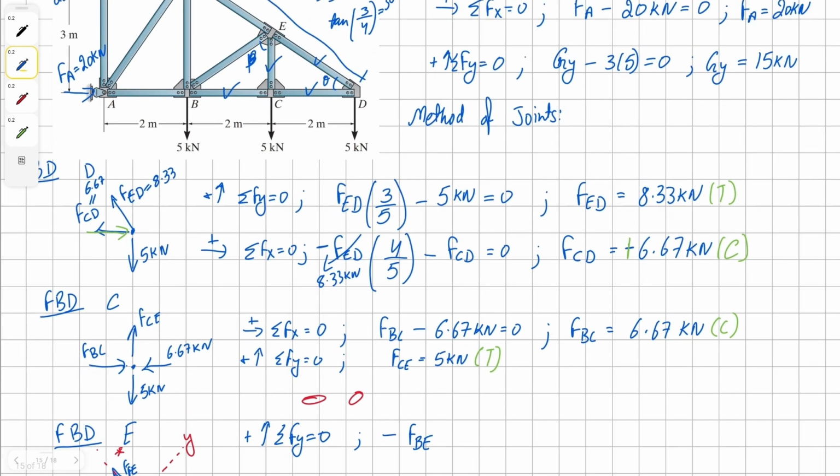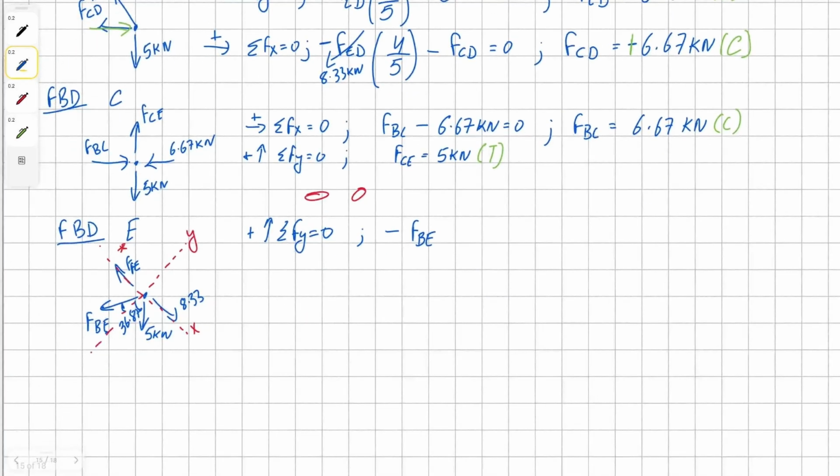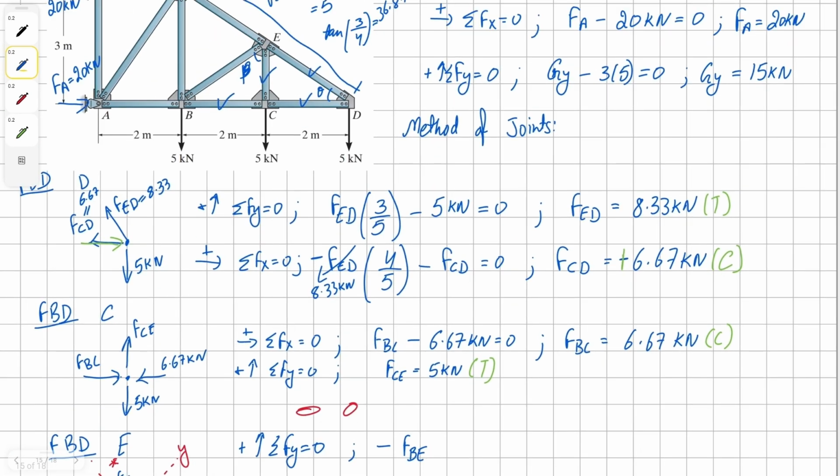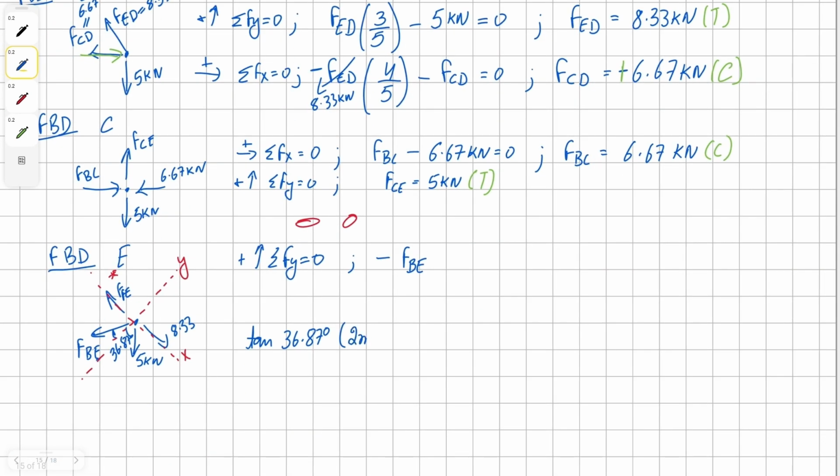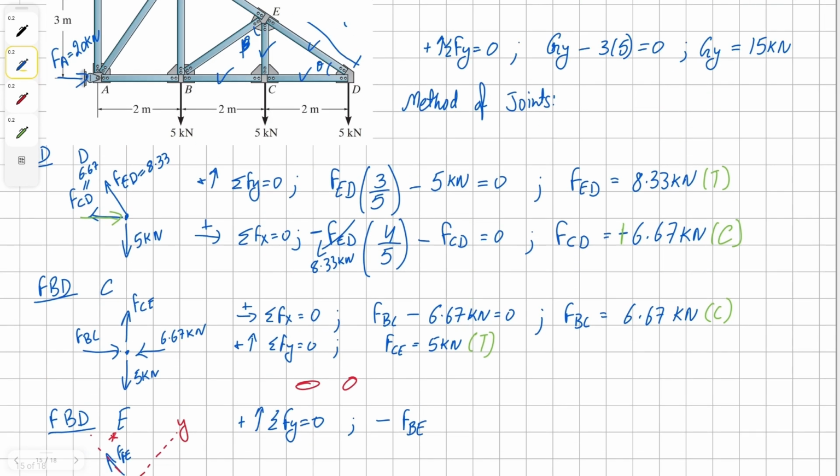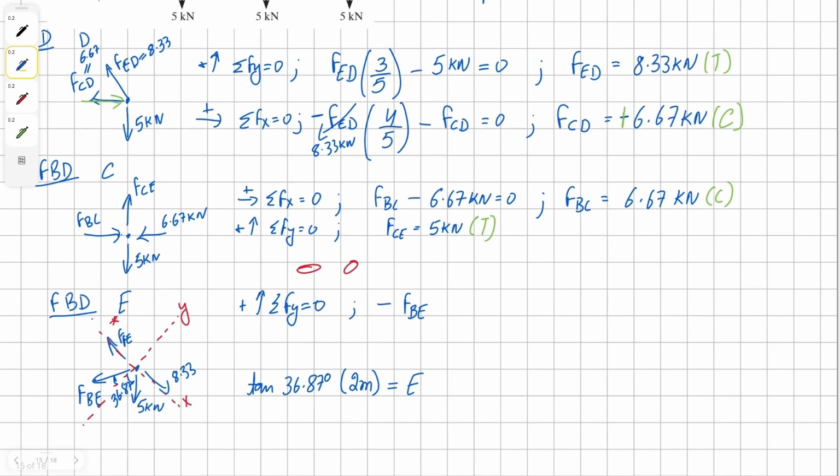We already know our angle for angle CDE, and if we take tan 36.87 degrees times 2 meters, we should get our length for member EC.